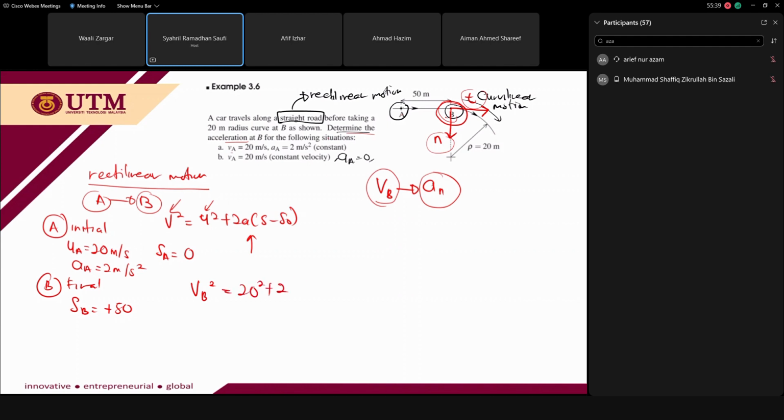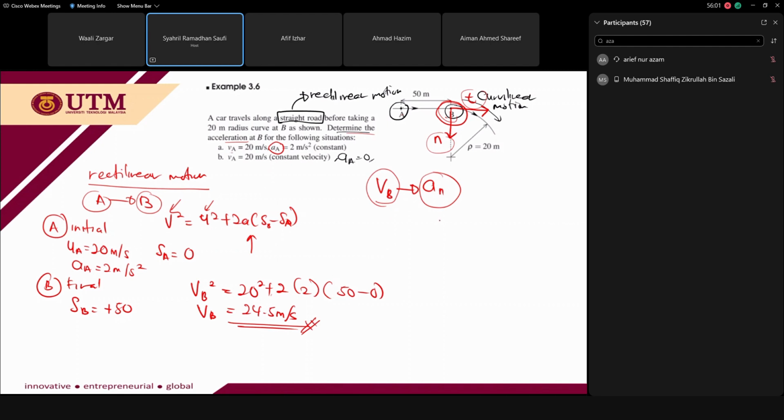the acceleration is given, times 2, times SB, this one is SB. S naught is A. So SB is 50 minus 0. Then you get VB. So VB here you get 24.5 meter per second.